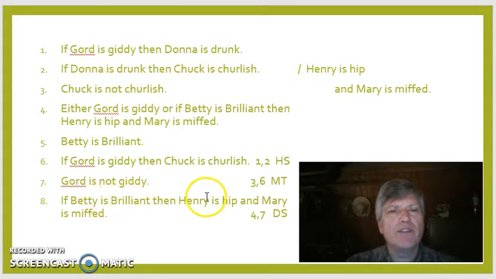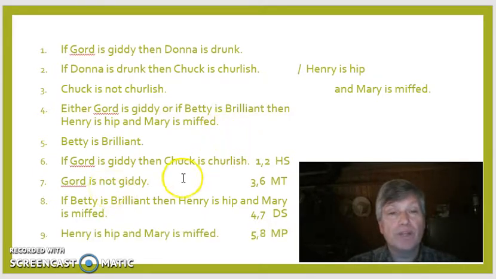Well, notice that this number 8 is a conditional. It's an if-then sentence. If Betty is brilliant, then this other stuff here. But notice that I have the information that Betty is brilliant as a separate statement here. So that fits another one of our inference patterns, modus ponens, right? I have a conditional, and I have the antecedent of that conditional by itself. So from those two things, I can infer the consequent of the conditional. So I get what comes after the then there. Henry is hip and Mary is miffed.